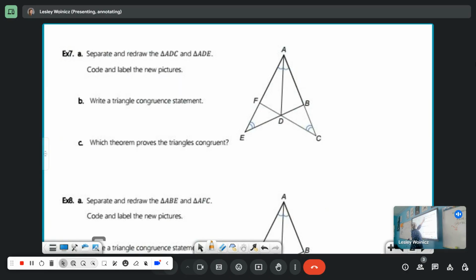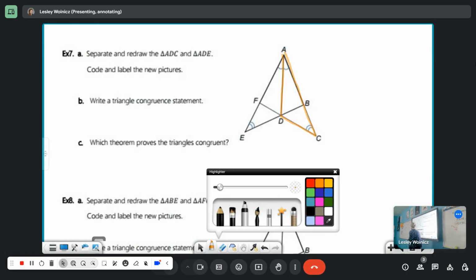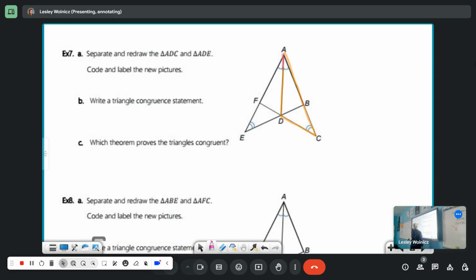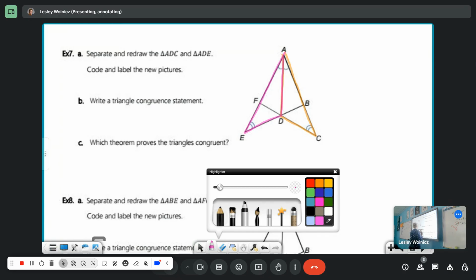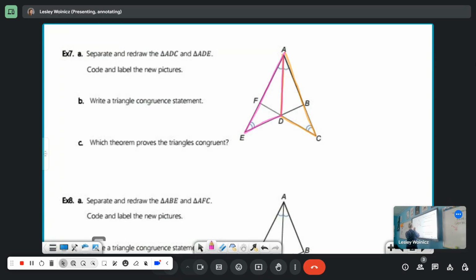One of them would be ADC, and another ABE. So when it asks us to separate and redraw them, that is a strategy to help your brain when you're doing your proofs. So I'm just going to do my best to draw the pink triangle and the orange triangle separately.